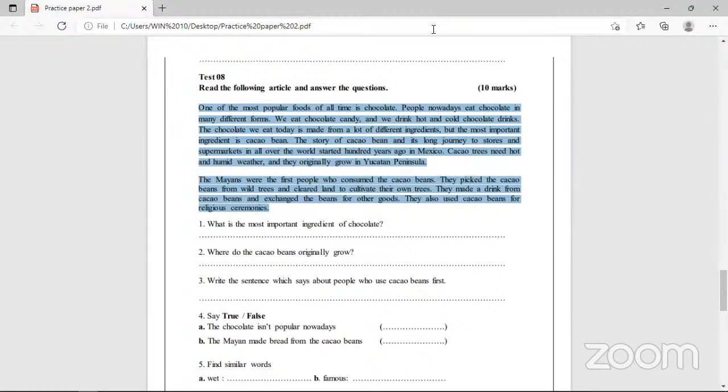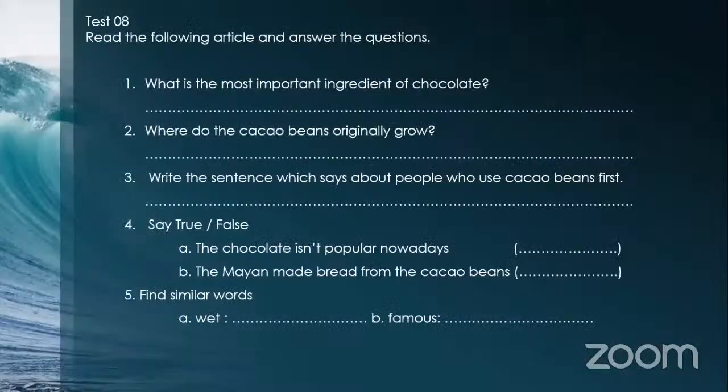Now let's go to the questions. Look at the first one. What is the most important ingredient of chocolate? So the answer is cocoa bean, right? We make chocolate from cocoa beans. So that is the most important ingredient of chocolate. It is the first answer. And the second question, where do the cocoa beans originally grow? So it originally grows in Yucatan Peninsula, right? In Yucatan Peninsula, the second answer.